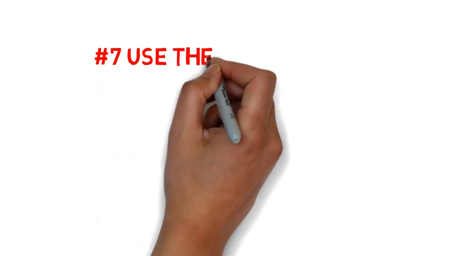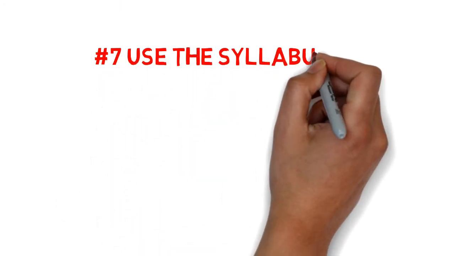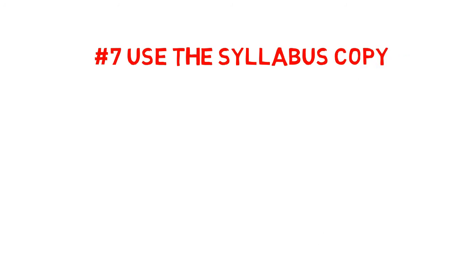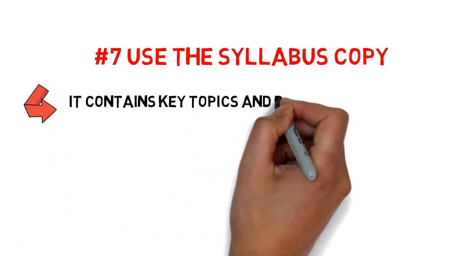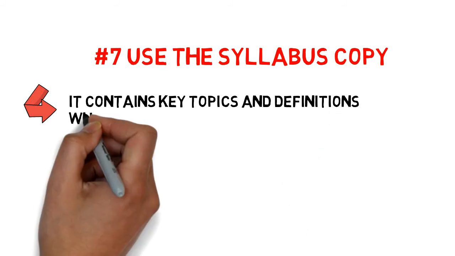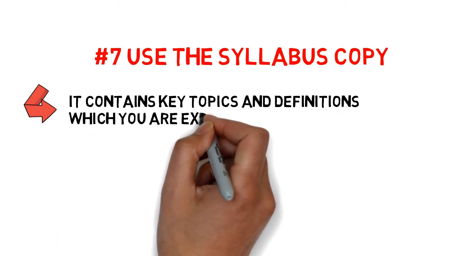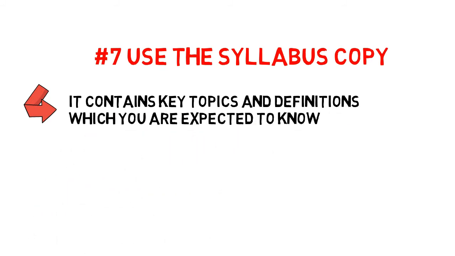Coming on to point number 7, also refer to the syllabus copy once in a while. See, a syllabus copy is a document which contains all the topics which you are expected to know, and it has some definitions which the textbooks generally don't have. Because the syllabus copy is updated every now and then, some textbooks which are of an older edition tend to miss out on these definitions, so use the syllabus copy to cover up for that.